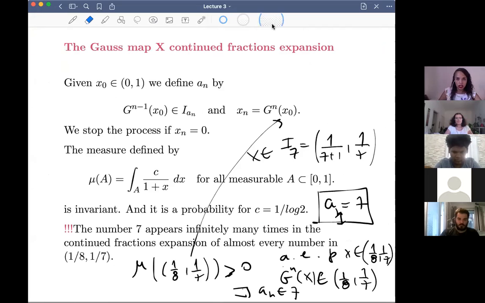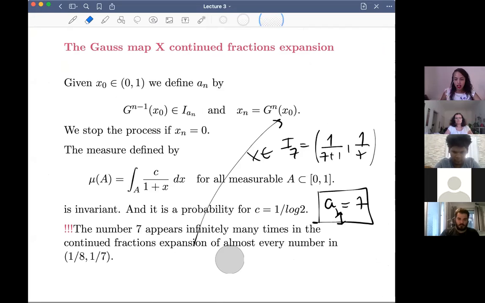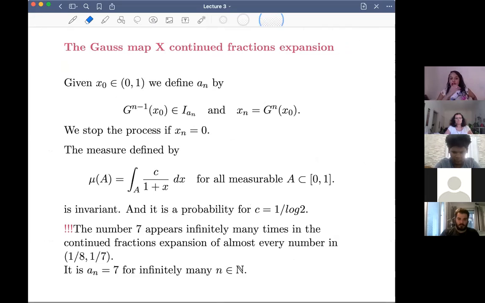Okay, so let me erase these. Fine. So we only use that a_n equals 7 infinitely often, which is equivalent to saying that G^n belongs to this interval infinitely many times. Of course, again, like we did for the decimal expansion, 7 is just a digit that we chose. We could have chosen another number. So any number that we fix is going to appear infinitely many times in the continued fraction expansion.